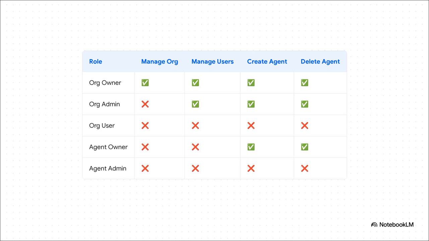Here it is. This chart just makes everything click. For instance, look at that top row. Only the org owner can manage the whole shebang. But see how both org owners and admins can manage users? Now scan down the delete agent column, and you'll see that only an owner, whether at the org or agent level, has that ultimate power. This is definitely the chart to bookmark to confirm who can do what.